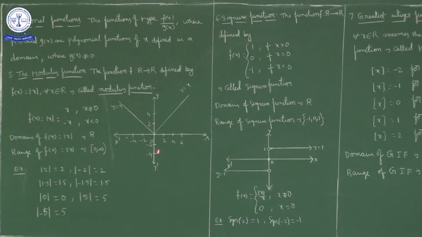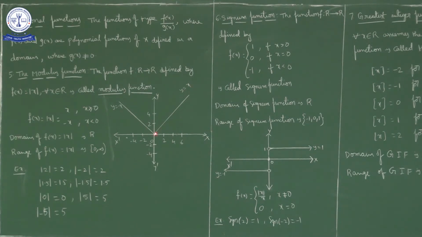Graph is like this, rough graph. Suppose x is positive, modulus of x is what? x. So y is equal to mod x is nothing but y is equal to x for x greater than or equal to 0. Modulus of 1 is 1, modulus of 2 is 2, modulus of 3 is 3, modulus of 4 is 4. So it is nothing but like this.